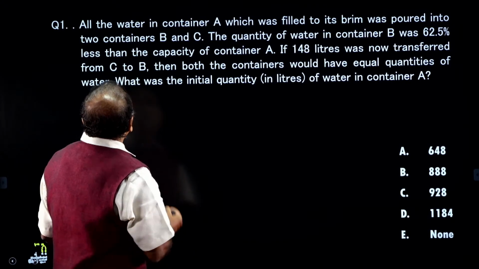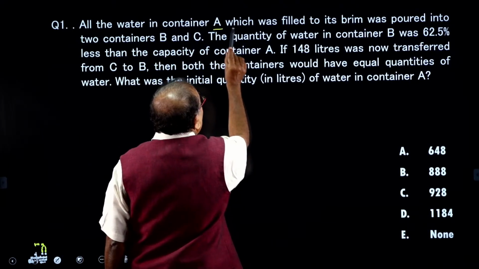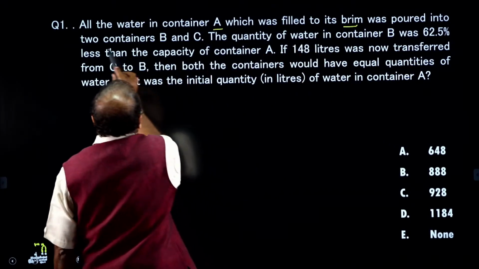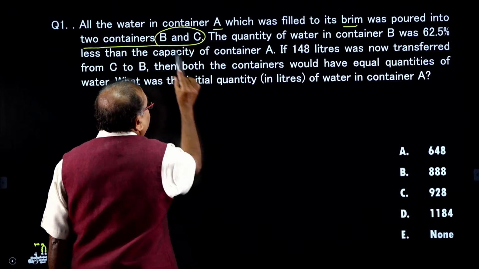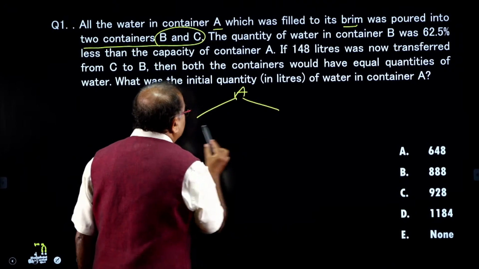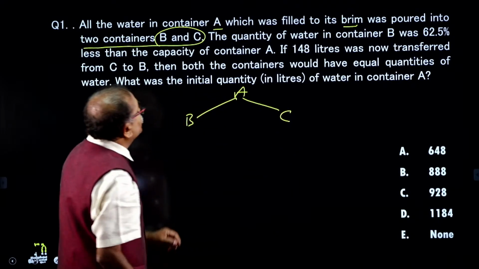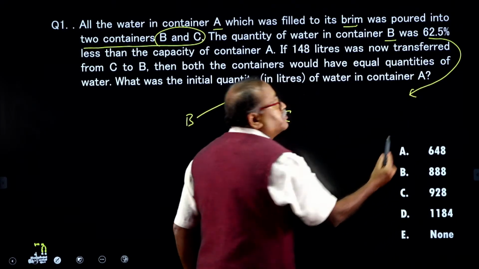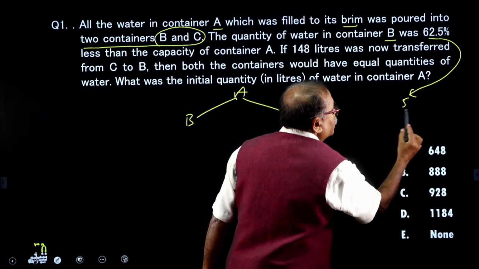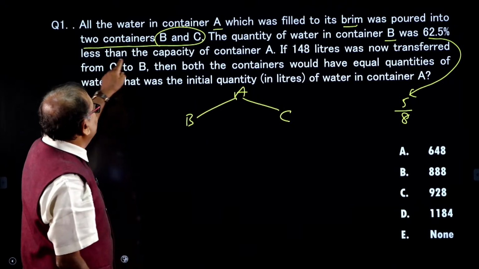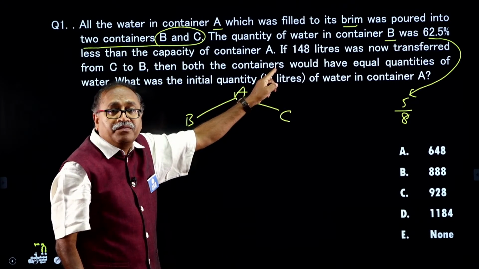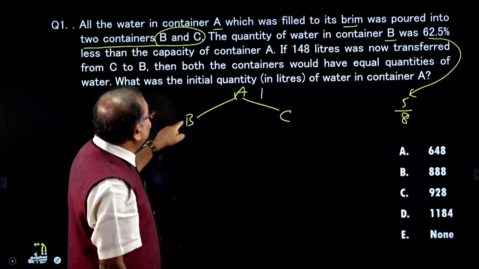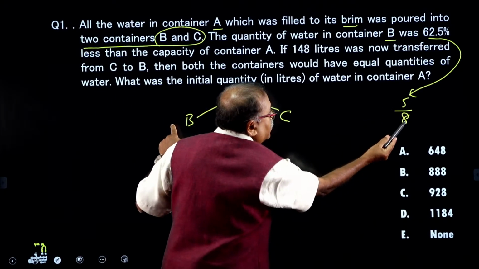What is it? Here it says all the water in a container A which was filled to brim was poured into two containers B and C. Container A quantity is poured in B and C. Now, the quantity of water in container B is 62.5 percent, that tells us 5 by 8, so 5 by 8 less than the capacity of container A. That means, if the container A capacity is 1, then container B is 5 by 8 less.